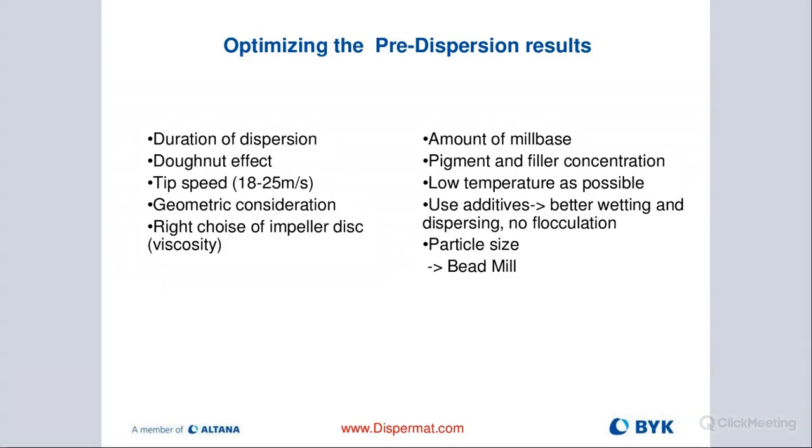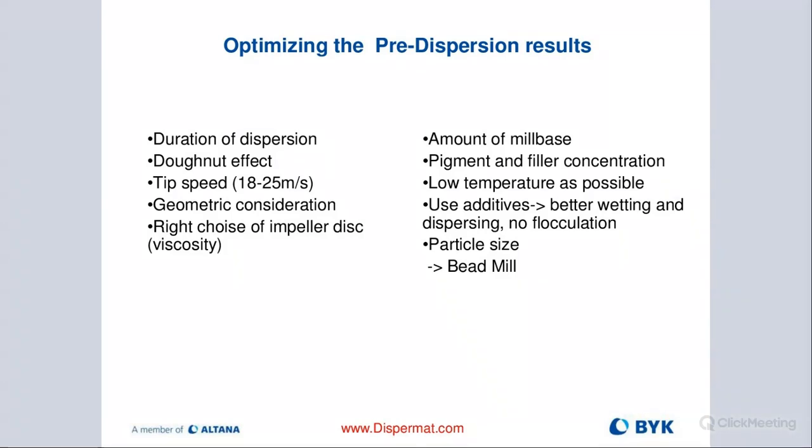So to optimize our pre-dispersion results: 15 to 30 minutes. We want to look at the donut effect, tip speed 18 to 25, the correct diameter of our milling disc to container ratio, and then the right impeller disc. There's many different types or shapes out there, depending on what you're trying to do. Some customers design their own, so just make sure that you use the correct disc.